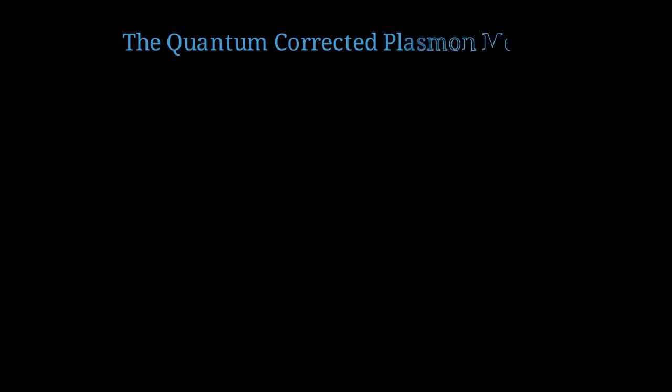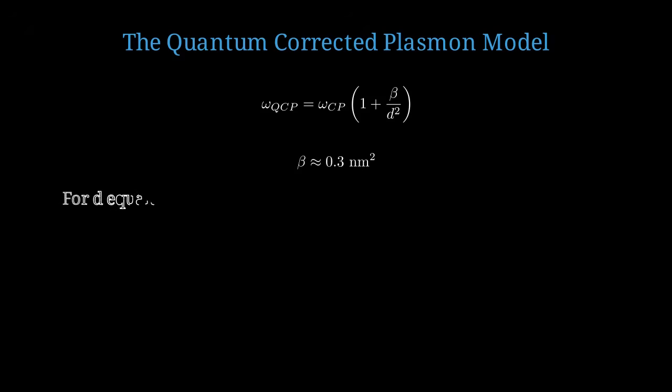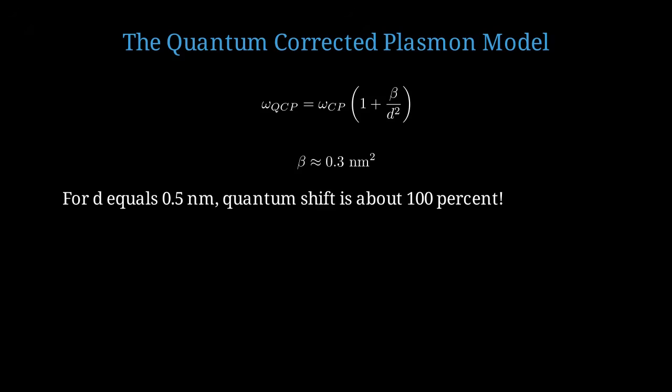To properly describe these tiny systems, we need quantum corrections to the classical plasmon model. The quantum-corrected plasmon frequency equals the classical frequency times 1 plus beta over d squared. The quantum correction parameter beta is approximately 0.3 nanometers squared for typical metals. For a gap of 0.5 nanometers, the quantum correction shifts the frequency by roughly 100%.